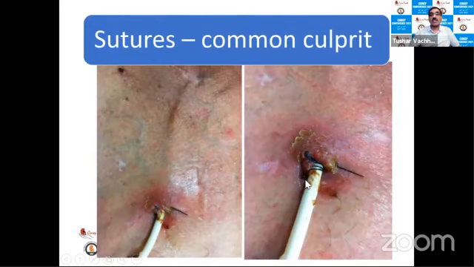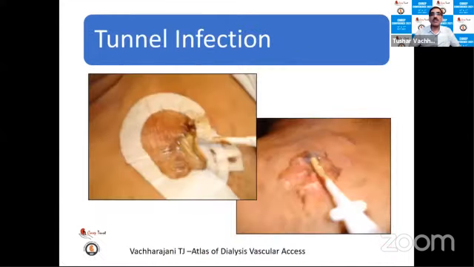You don't really want to see this. If there is a suture at the exit site, generally after 2 weeks, the suture can come out. If the suture is left in place, of course, that's a place where the secretions can accumulate, blood can accumulate, and it becomes a focus for infection.